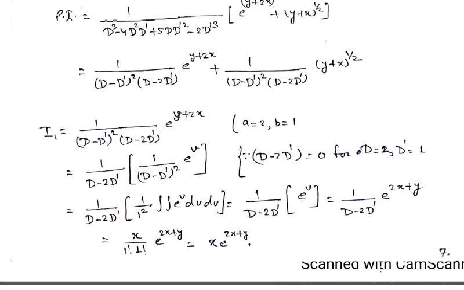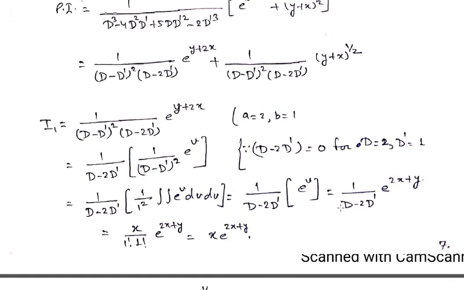So here we apply the second approach. According to the second approach, how many times does D - 2D' appear? It appears 1 time only. So x raised to power 1 upon factorial 1 into b raised to power 1, and b is 1 raised to power 1. So it gives us 1 into phi of (ax + by), and phi of (ax + by) is exponential 2x plus y. So x into exponential 2x plus y is PI for exponential y plus 2x about this term.